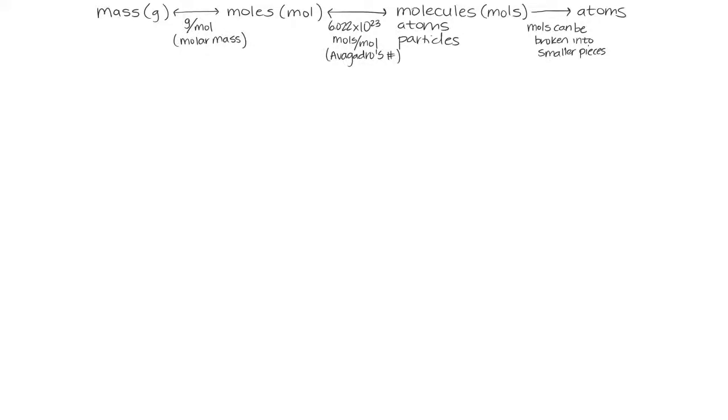Let's practice converting between mass, moles, molecules, and atoms. Remember that we can convert grams into moles by using the molar mass, which is in units of grams per mole. We can convert moles into molecules or atoms or particles using Avogadro's number. And if we have molecules, we can break that down into smaller pieces like atoms.